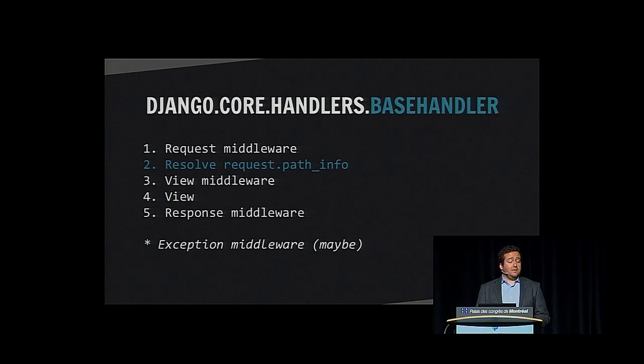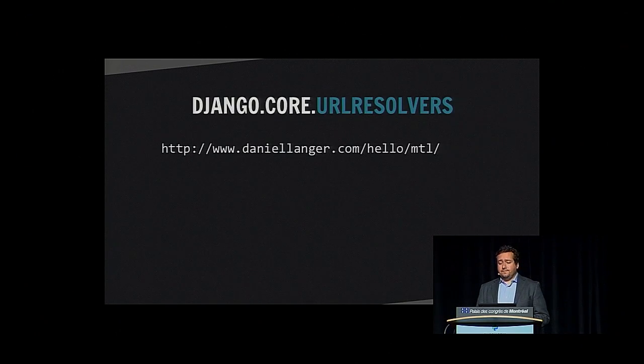And the next thing up on the list is resolving that URL into a view that'll actually deal with it. Resolving a URL is the process, by definition, of taking a URL like DanielAnger.com/hello/mtl and mapping that to a view function that's going to handle it. If you're new to web frameworks or come from a background in static sites, you'd look at a URL like DanielAnger.com/hello/mtl, and you would think that somewhere below the web root was a directory called hello, and below that was a directory called mtl.